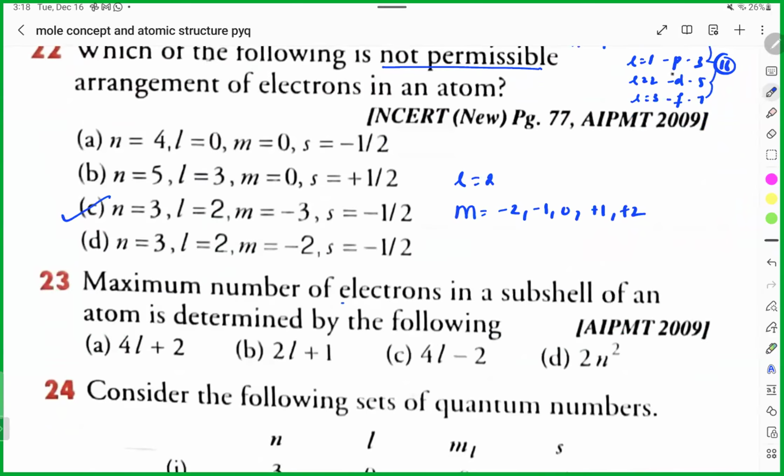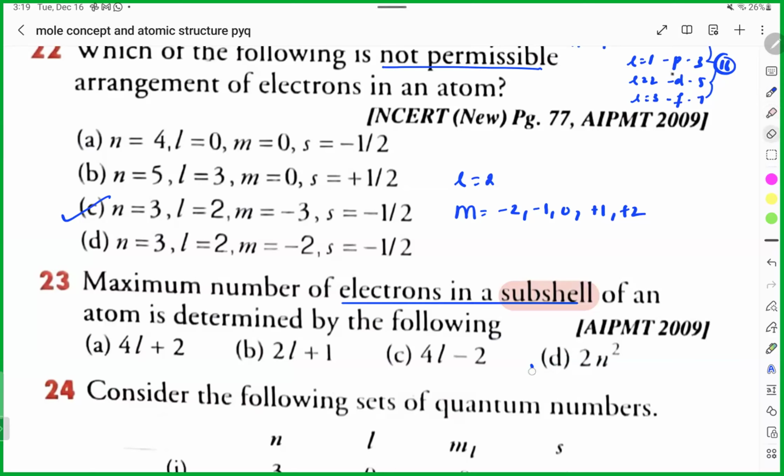Pratigya, the maximum number of electrons in a subshell of an atom is determined by... in a subshell. 12. Answer is D. No, it is asking in a subshell, not shell. Answer A.